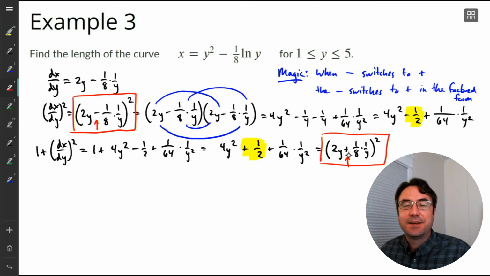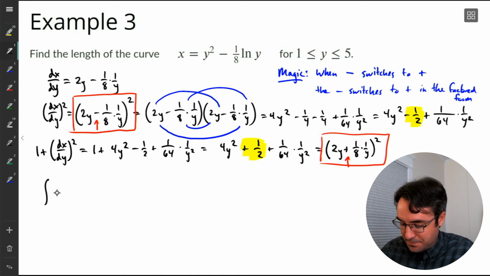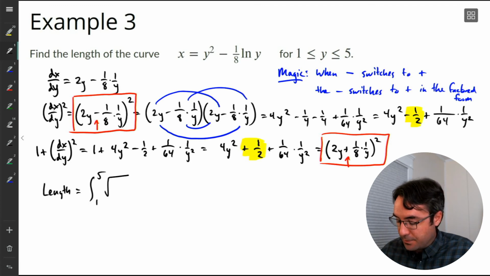All right, so why is this a trick to notice? Well, because once we set up our arc length formula, the square root and the squared are going to cancel, and we get rid of the square root, and then it just becomes an easy integration problem. So let's set up our integral. Let's just say this is the length. It's going to be the integral from 1 to 5 of the square root of 1 plus the derivative dx dy squared, and we're going to be integrating with respect to y.